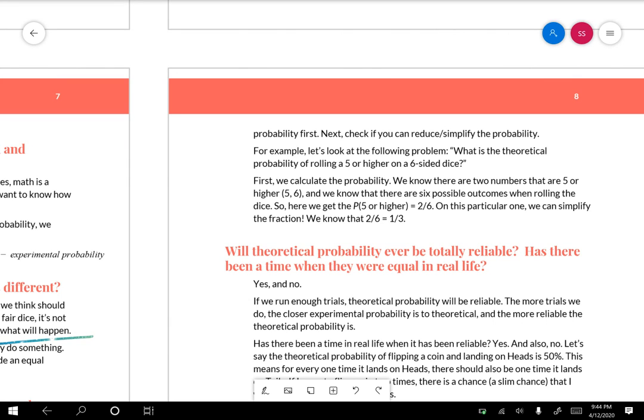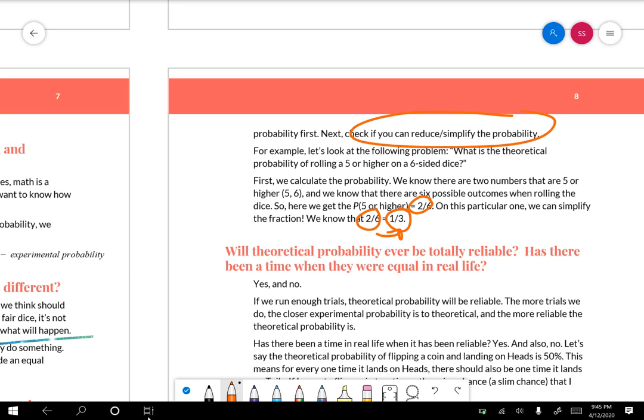So a few of the problems we've looked at in the past, there'll be something like the actual answer is 1/3, or the actual answer is 2/6, but it's been reduced to 1/3 for the multiple choice answer, right? So always calculate the probability and definitely check if it can be reduced or simplified. Okay, that's the biggest thing.